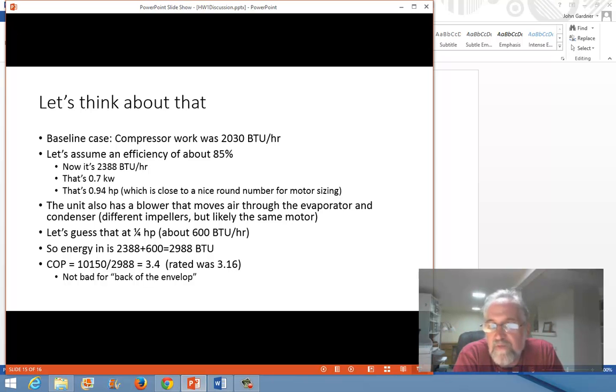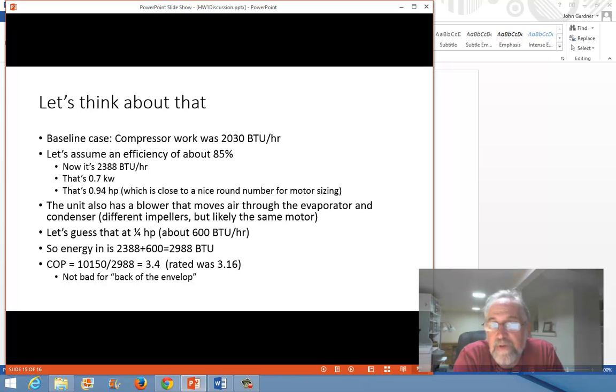So you divide by 0.85, and now our compressor work is 2388 BTUs per hour. That's about 0.7 of a kilowatt, which is about 0.94 horsepower. That's kind of a nice round number, I think. Considering I just took a guess at the efficiency, they don't tend to size motors for anything other than round numbers. So the fact that it got close to a horsepower makes me think that we might be on the right track. The efficiency might be a little lower. Maybe I didn't get the test conditions quite right, but I'm in the ballpark. It's probably a 1 horsepower motor on the compressor.